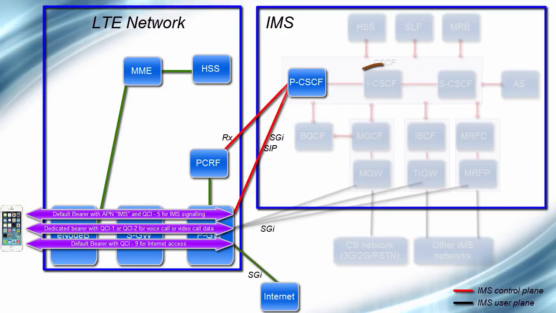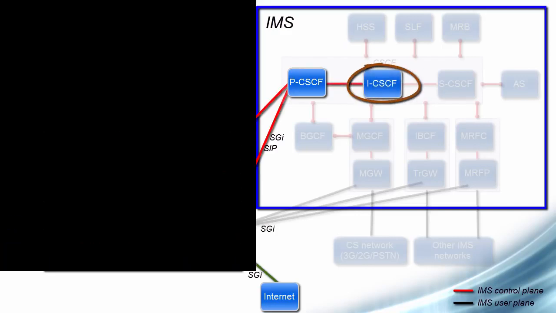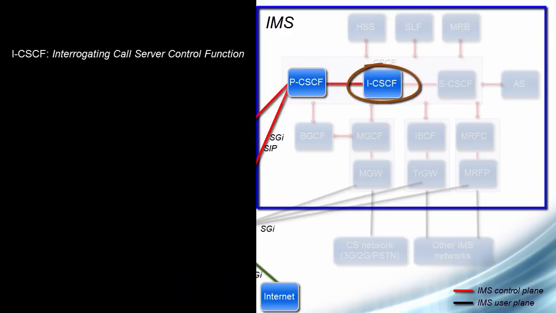PCSCF is connected to ICSCF. ICSCF means interrogating CSCF. Its main functionality is to allocate an SCSCF to the UE at the time of registration. Here, SCSCF means serving CSCF. When the UE triggers IMS registration, ICSCF interrogates the HSS to find a suitable SCSCF for this UE based on the UE's and SCSCF's capability. Then, ICSCF forwards the UE's registration request to this SCSCF.